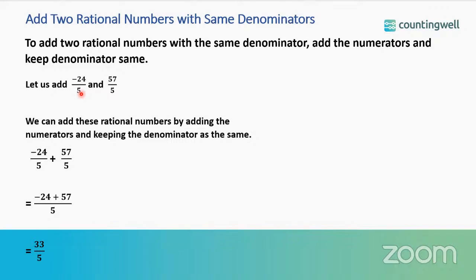The rule is very simple. You just have to keep the denominators the same and add the respective numerators. So minus 24 by 5 plus 57 by 5 will be equal to minus 24 plus 57 divided by 5, which will be equal to 33 by 5. Let us see the next.